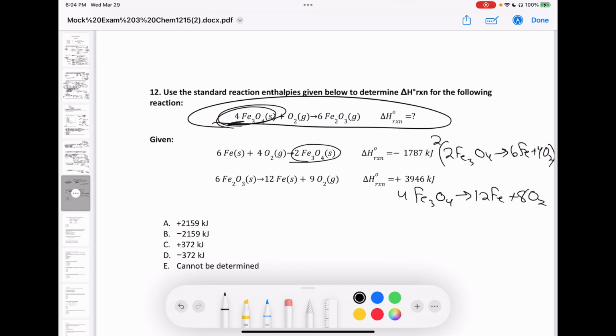We don't need to change anything about the top equation, because that would change what we just worked for. And the only other species that is only in one equation is this iron 3 oxide.